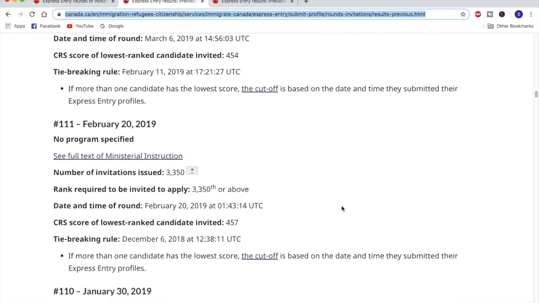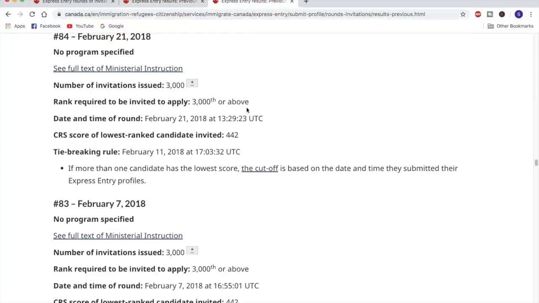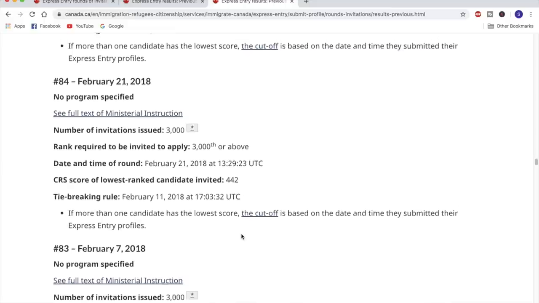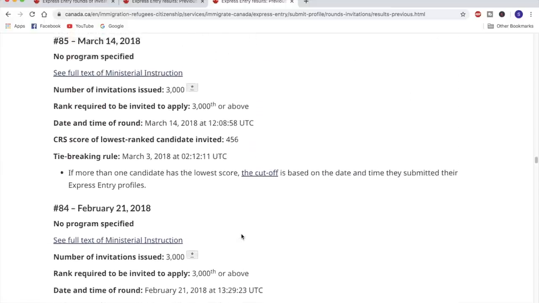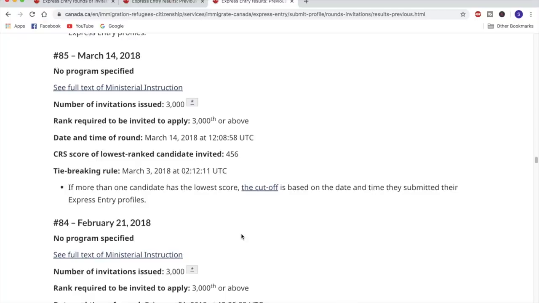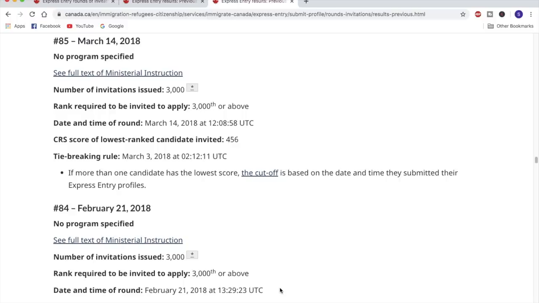Similarly, I saw a similar pattern in 2018 as well. The 83rd draw was conducted on February 7th, then after 2 weeks, on February 21st, but the 85th draw was conducted 3 weeks after that, which is March 14. And you can see that there was a rise of 14 points in the CRS cutoff score. It was 442 earlier and it was 456 after that, when there was a gap of 3 weeks. So I suspect that this might happen this year as well.